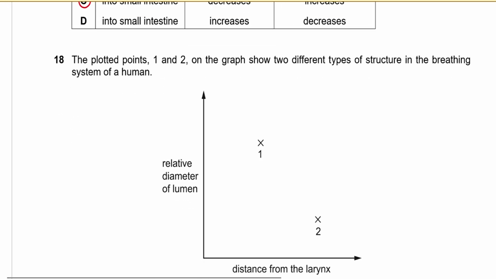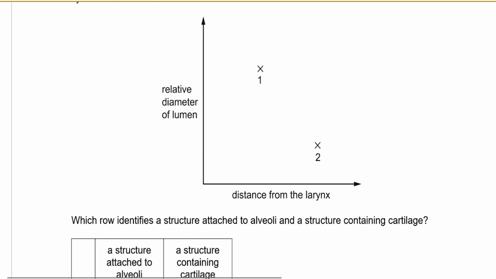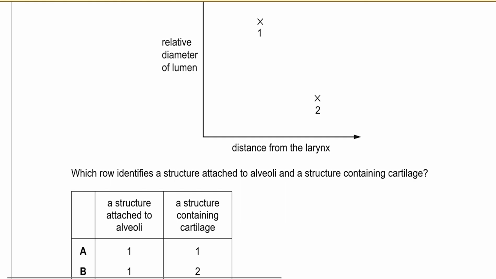Number 18 says, the plotted points 1 and 2 on the graph show different types of structure in the breathing system of a human. Which row identifies the structure attached to an alveolus and a structure containing cartilage? So we can see here the relative diameter of the lumen. We have part 1 and part 2, and of course the distance from the larynx.